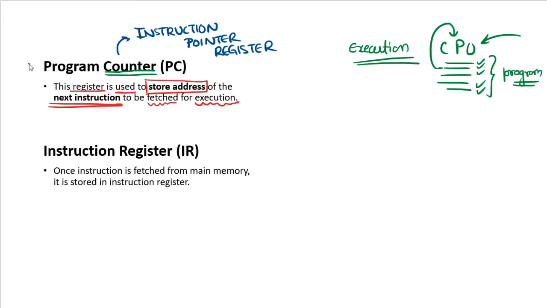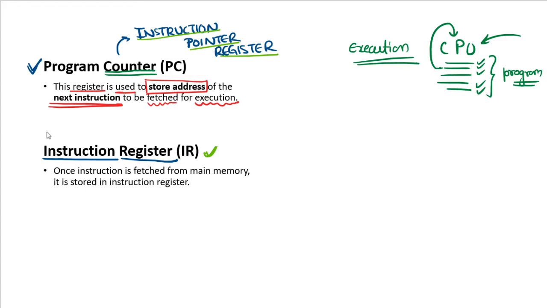Okay, so this is program counter, but again we have another special purpose register which is instruction register. You should not get confused with instruction pointer register and instruction registers. They are two different registers. So program counter is instruction pointer register and instruction register is totally different special purpose register. Now let's discuss about instruction register.